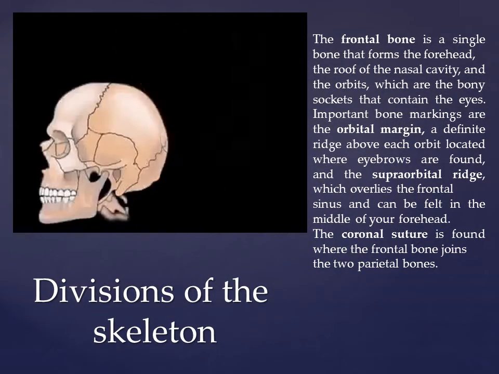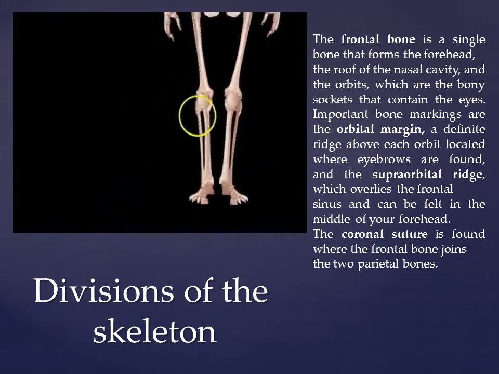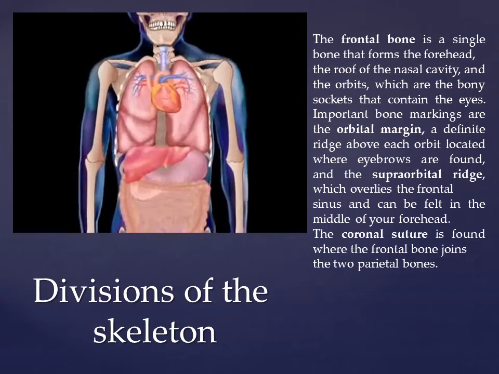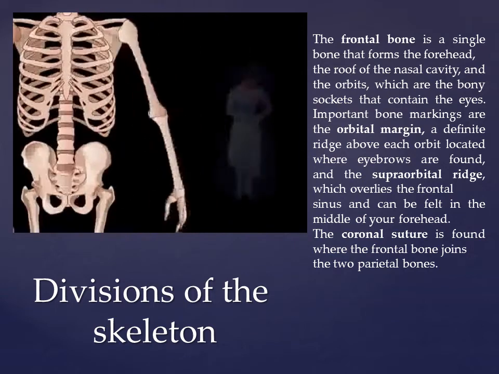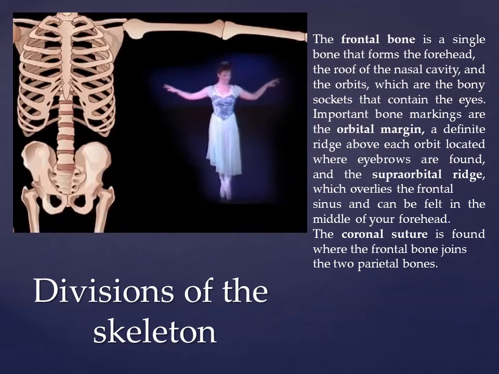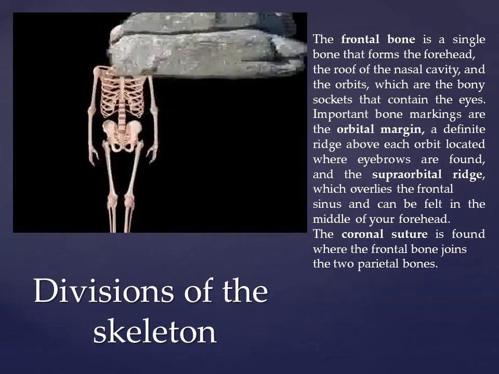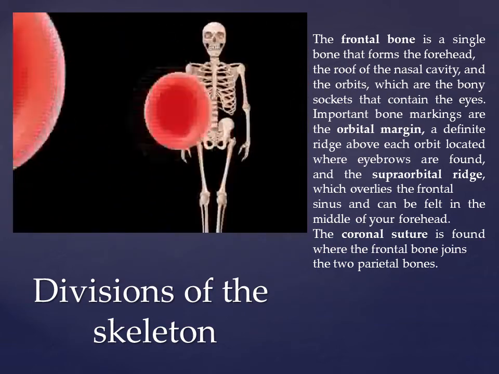The frontal bone is a single bone that forms the forehead, the roof of the nasal cavity, and the orbits, which are the bony sockets that contain the eyes. Important bone markings are the orbital margin, the definite ridge above each orbit located where eyebrows are found, and the supraorbital ridge, which overlies the frontal sinus and can be felt in the middle of your forehead.